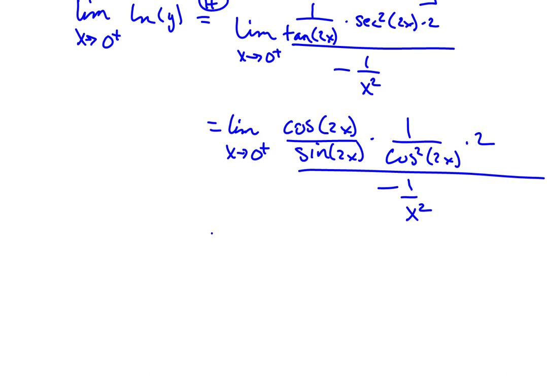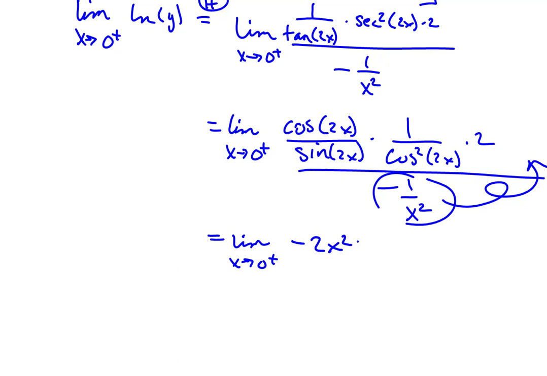But then if we simplify by taking this negative 1 over x squared and flipping it up and putting it upstairs with all the other stuff, then we would end up with the limit as x approaches 0 from the right of negative 2x squared. So that's the combination of this factor of 2 at the end and this negative 1 over x squared flipping up and over. So we have negative 2x squared over sine of 2x times cosine of 2x.